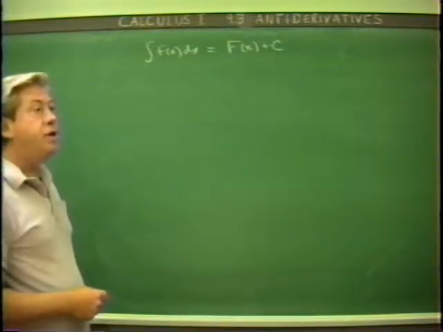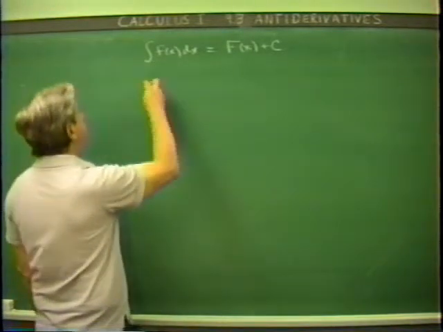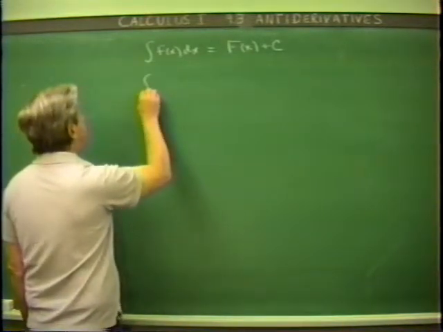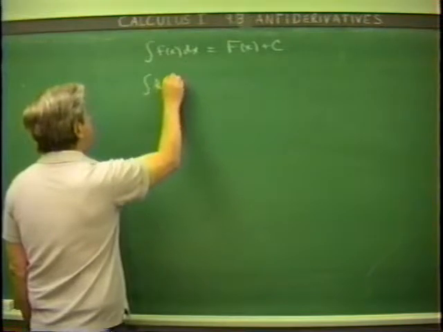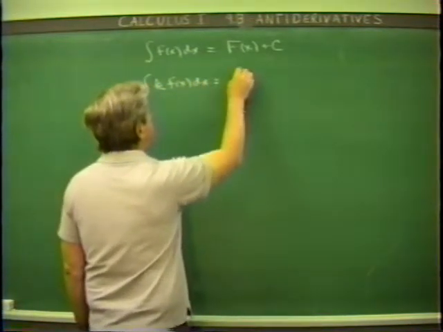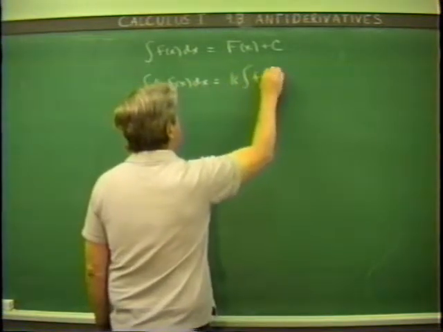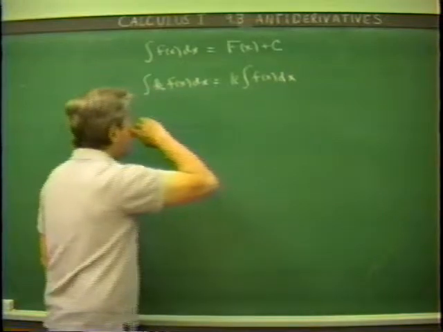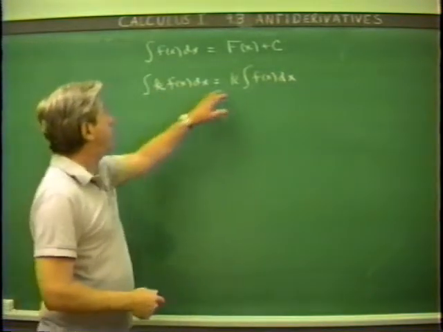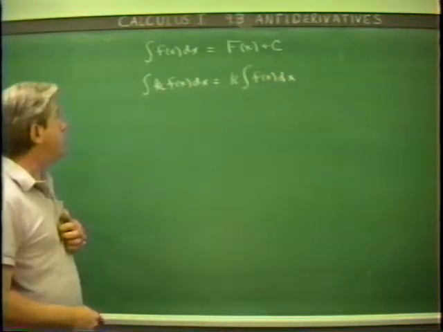There are really only 2 rules that you can count on with respect to antiderivatives that are algebraic in character. The first of these is as follows. If we take a constant times a function, the antiderivative of a constant times a function is a constant times the antiderivative of the function. This is because, of course, the derivative of a constant times a function is a constant times the derivative of the function.